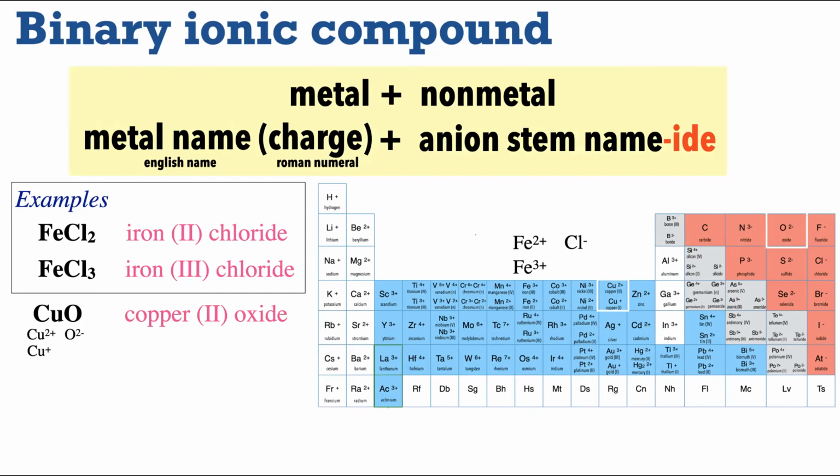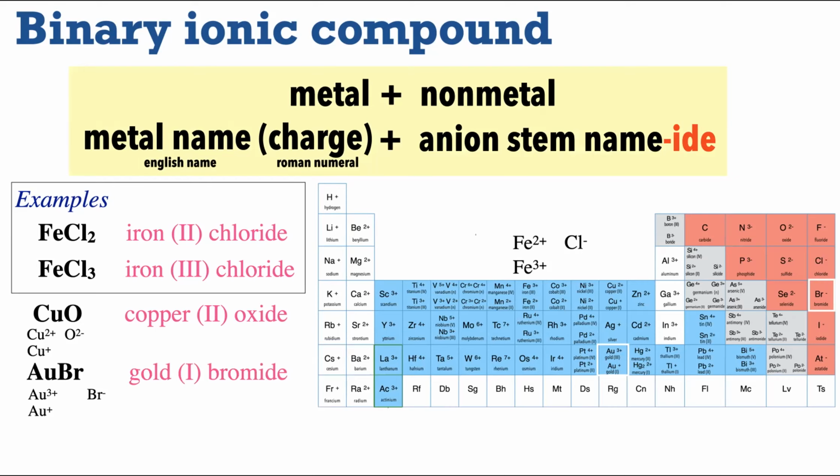Another example, AuBr. Au is here in the periodic table. It forms Au3+ and Au+, and Br is here in the periodic table, which forms Br-. Now, between these two cations, Au3+ and Au+, we know that Au+ balances Br-, hence its name would be gold(I) bromide.